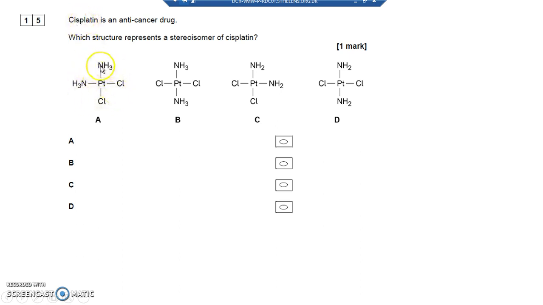This is the normal kind with two NH3 groups and two Cls. Now, the stereoisomer of cisplatin is transplatin, where they're opposite, almost Z and E. These two are ruled out because they have NH2 groups, and you have NH3 groups in cisplatin. So this is normal cisplatin, and this is a stereoisomer, transplatin. Cisplatin, transplatin.